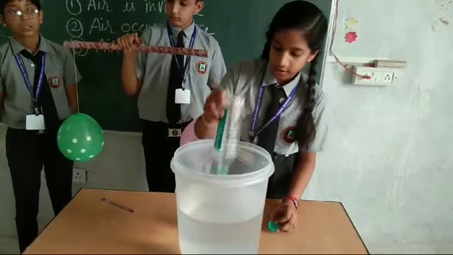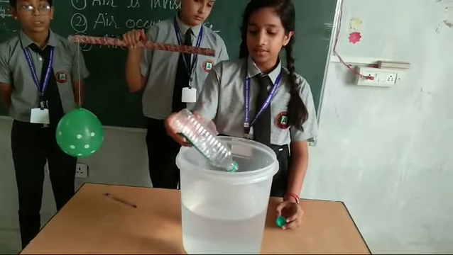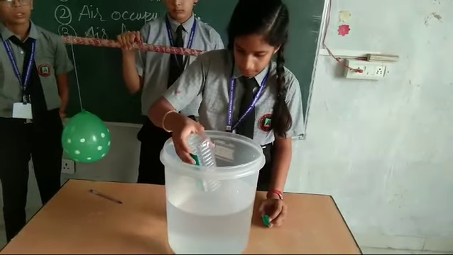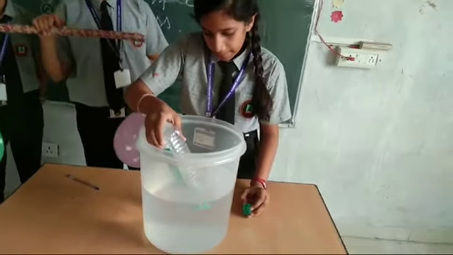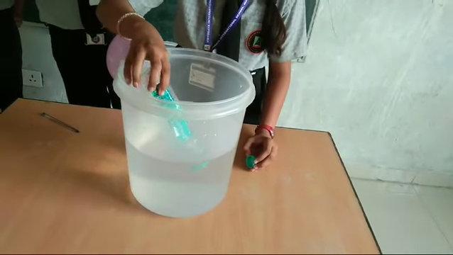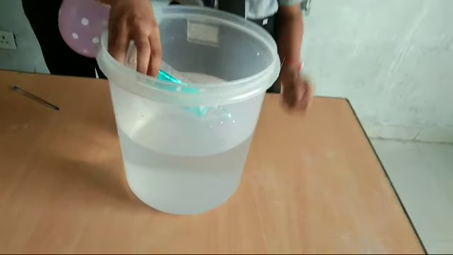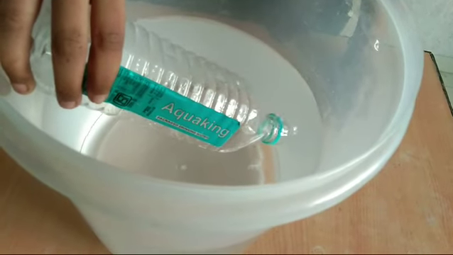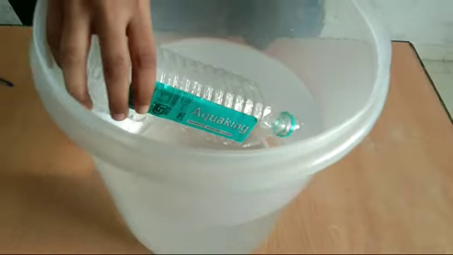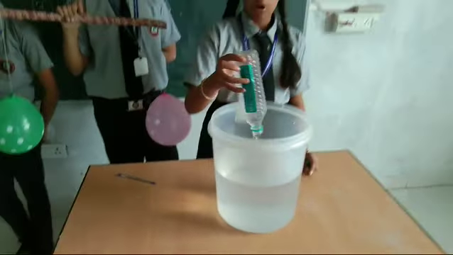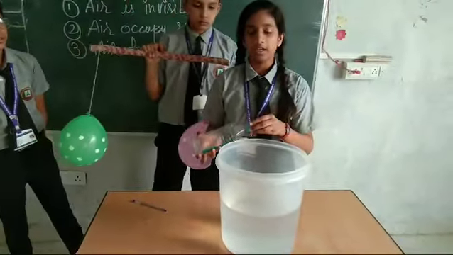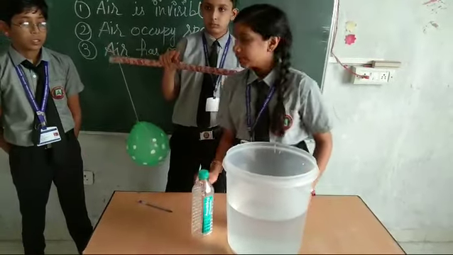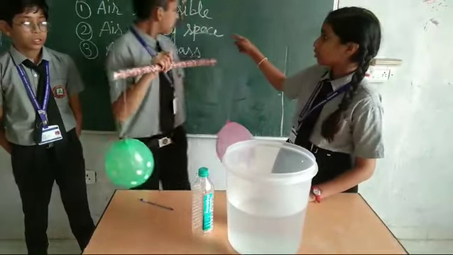Now we will take it out again. Now we will turn it sideways. Now we can see the bubbles. Now we can see the bubbles are coming. These bubbles are of the air. This proves that water is going into this bottle. This proves that air occupies space.